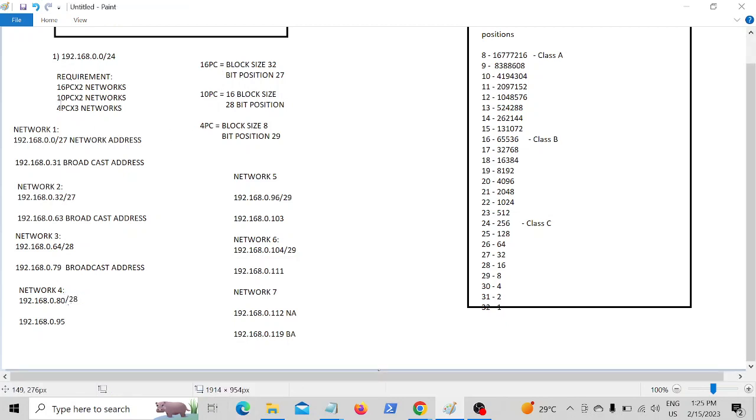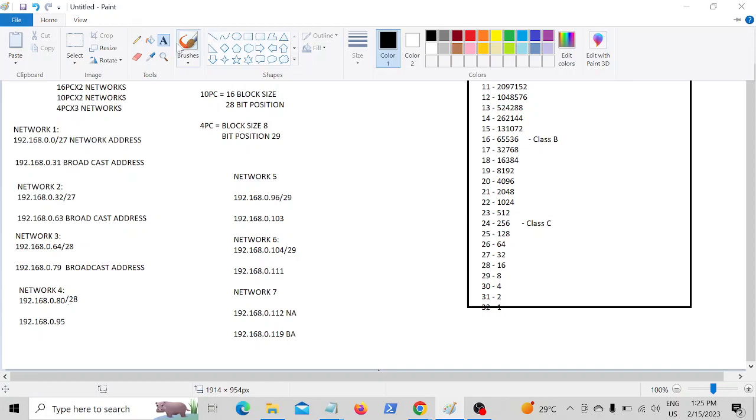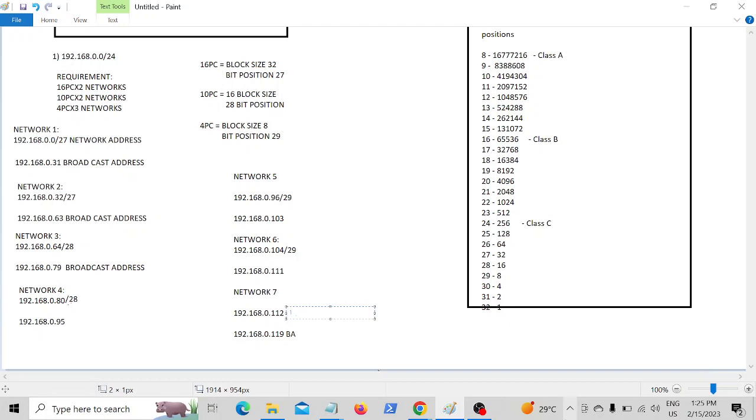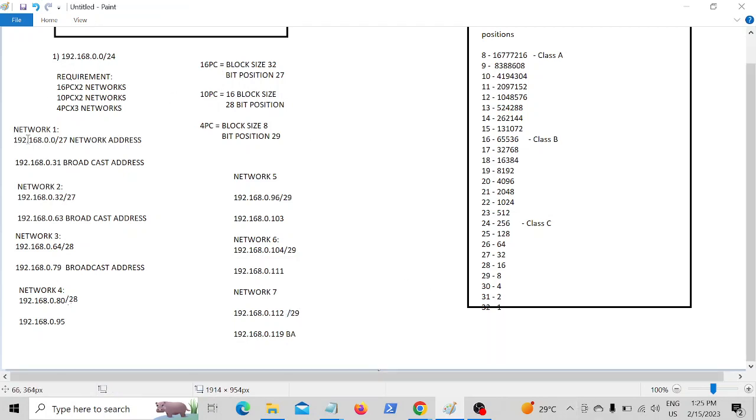Again, your requirement is 4 PCs into 3 networks. So we have to get bit position 29 three times. 29, 29, again here 29. Slash 29.